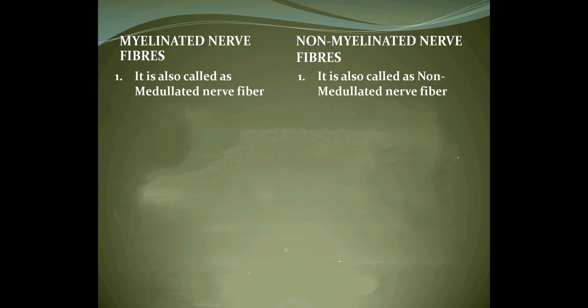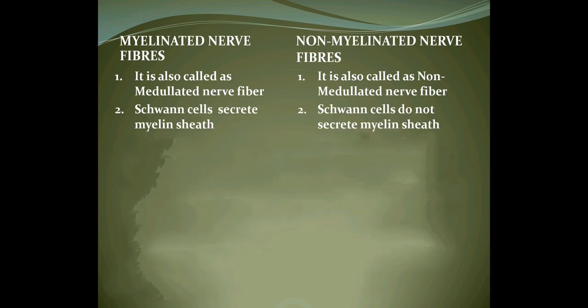You will find in myelinated, there is myelin sheath present, and in non-myelinated, myelin sheath is absent. Actually, this myelin sheath is nothing but an insulating fatty layer. So this fatty layer is present in myelinated nerve fibers, and the same fatty layer is absent in non-myelinated. So you will find the sheath is absent here.